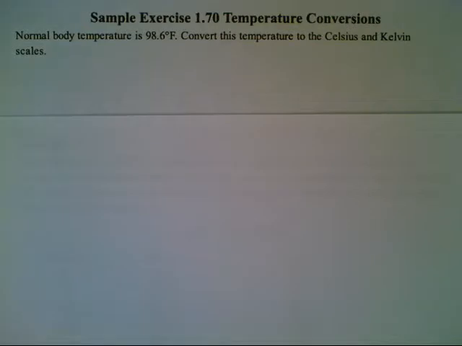All right, AP, let's work on a sample problem doing temperature conversions. Normal body temperature is 98.6 degrees Fahrenheit. Convert this temperature to the Celsius and Kelvin scales. Go ahead and do these calculations on your own. Press pause if you need to, because here comes the solution.